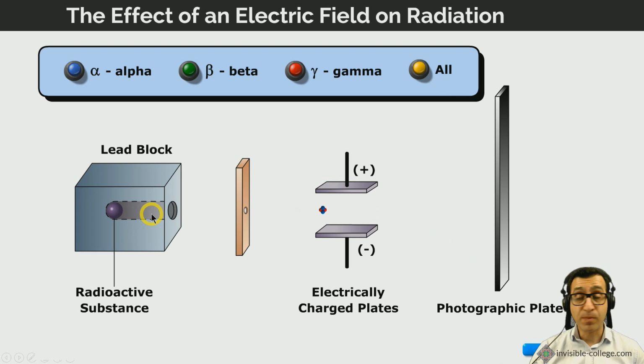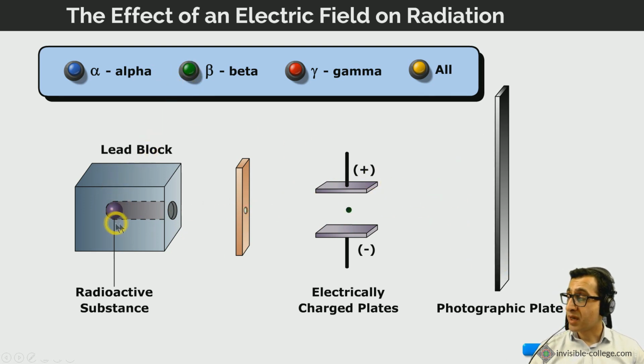And again, the reasons are similar to what we saw before. The alpha particles have a positive charge, and therefore they will be repelled by the positively charged plate and attracted towards the negatively charged plate. This happens as a result of the force experienced on that positively charged alpha particle due to the lines of force, the electric field between these two plates. So the alpha particle will be deflected in this direction.